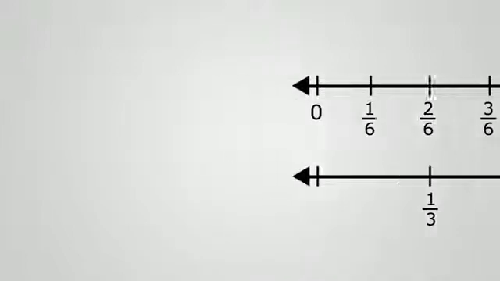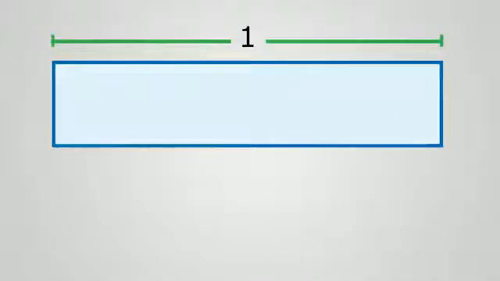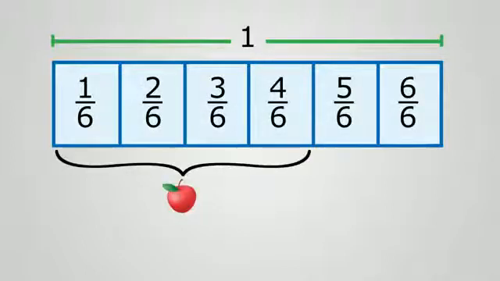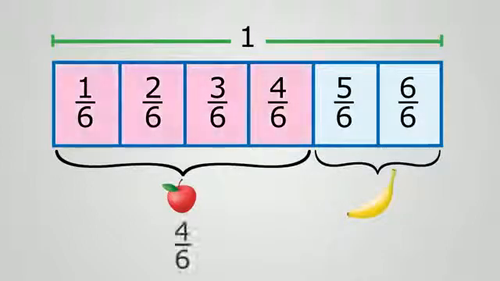You can also show fractions on a bar diagram. Divide the bar into 6 equal parts. Show which parts represent apples and which represent bananas. Apples make up 4/6 or 2/3 of the total number of pieces of fruit in the bowl. Bananas make up 2/6 or 1/3 of the total number of pieces of fruit in the bowl.